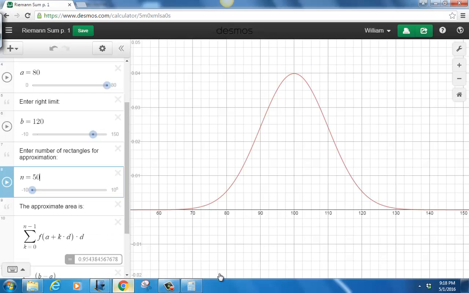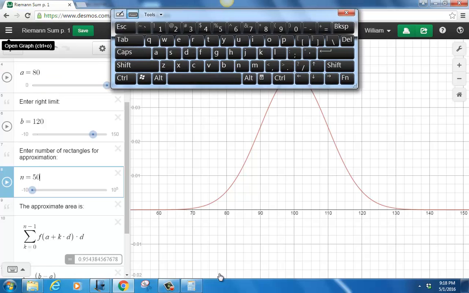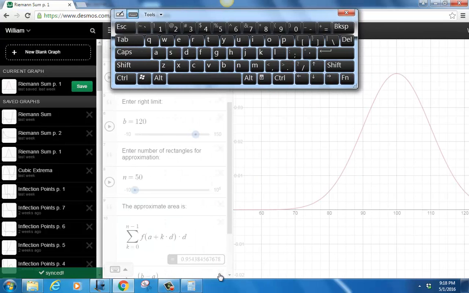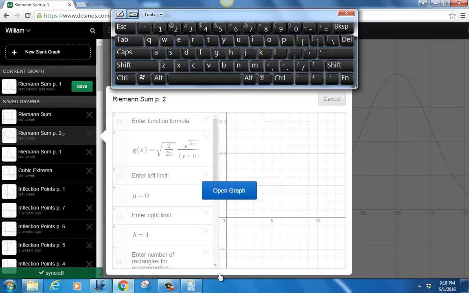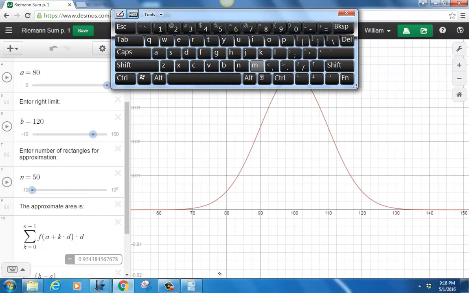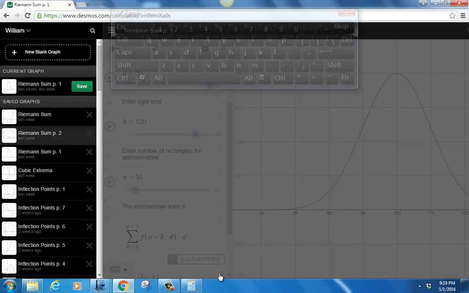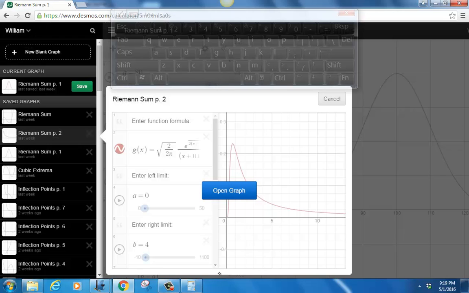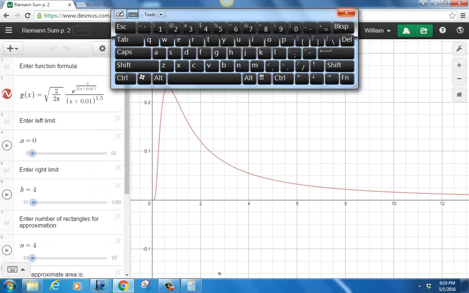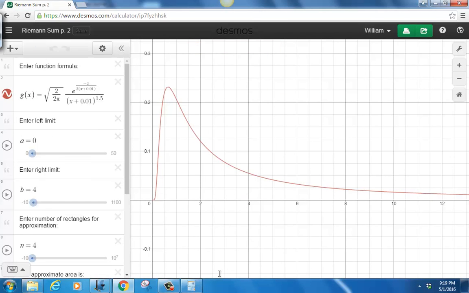I'll show you what that is going to look like when you call it up. Well, that's not it. Let's try again. There it is. Okay, so let's open this graph. There it is. So there's that second density function that we're going to be using in problem number 2. This has to do, I think, with the number of weeks it takes to recover from a particular infectious disease.